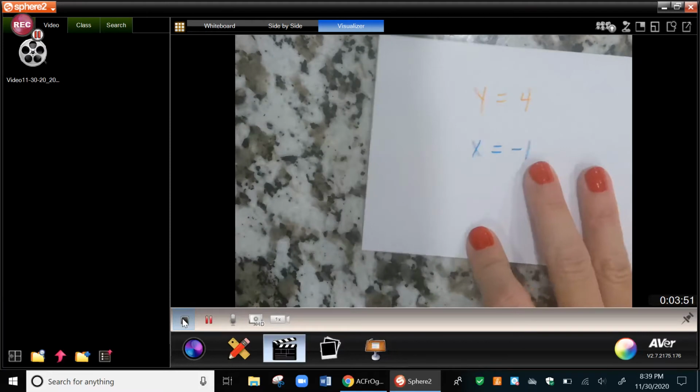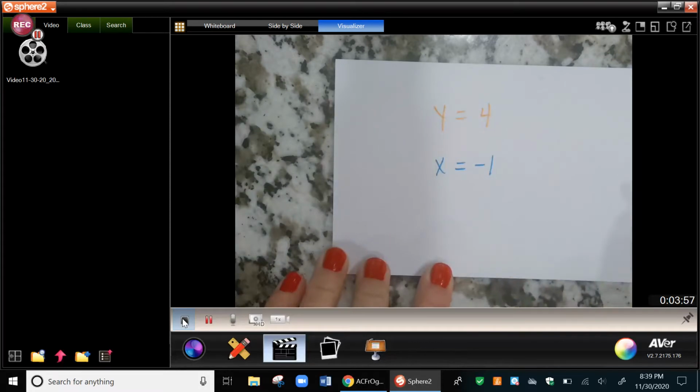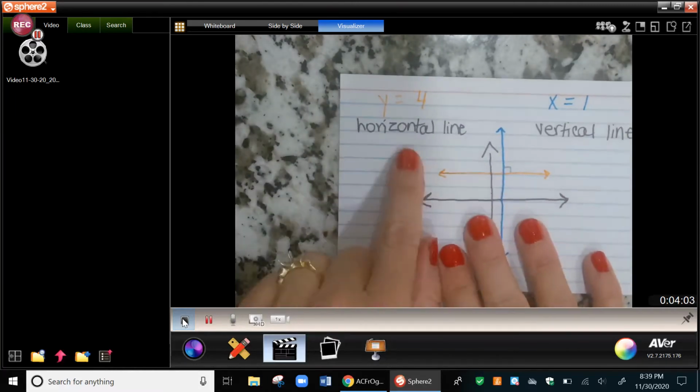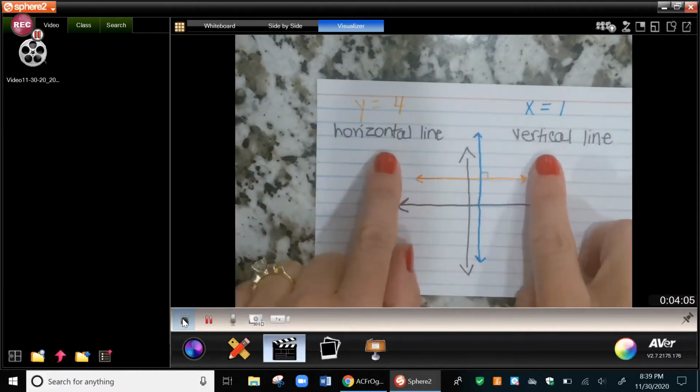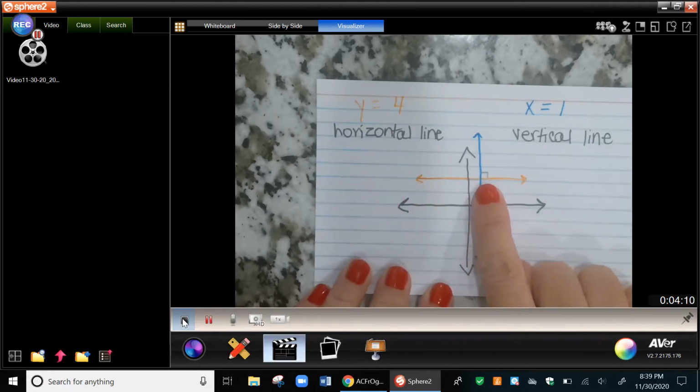So here we have y equals 4 and x equals negative 1. Would they be parallel, perpendicular, or neither? Well, you see, one's horizontal, one's vertical. So when they cross each other, they create a 90-degree angle. They're perpendicular lines.